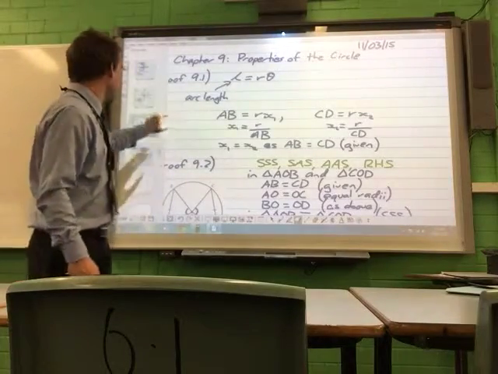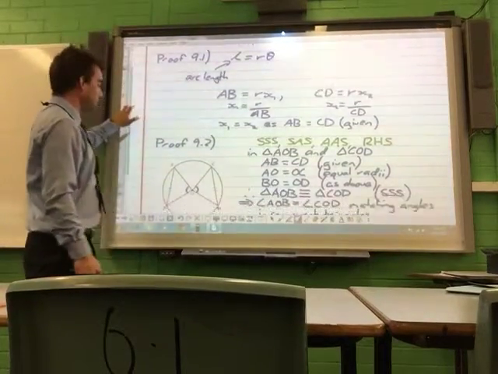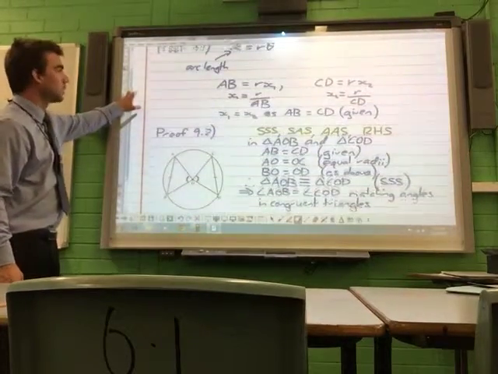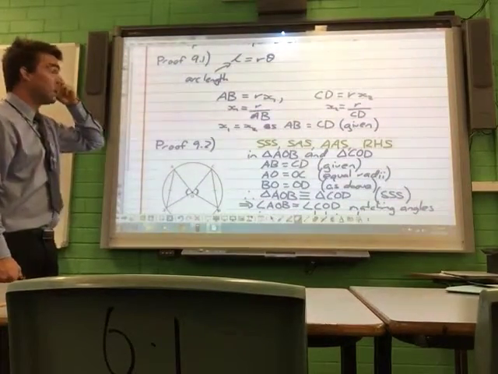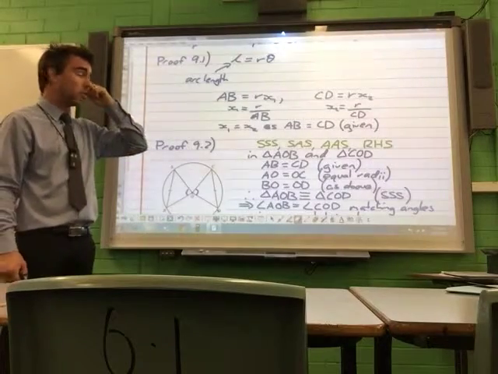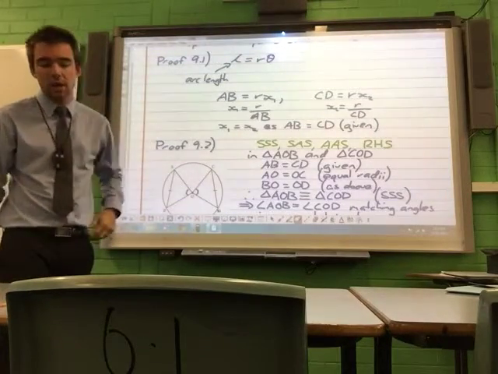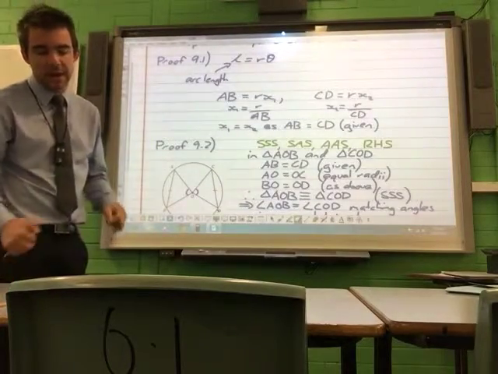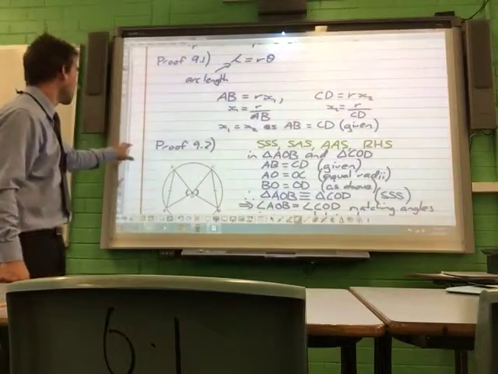Basically, if you've got two circles with the same radius, they'll form the same angle at the centre if the arc lengths are equal in each of those circles.